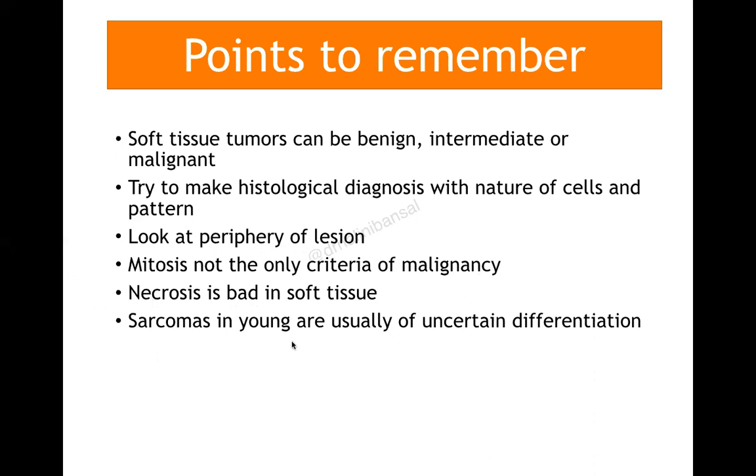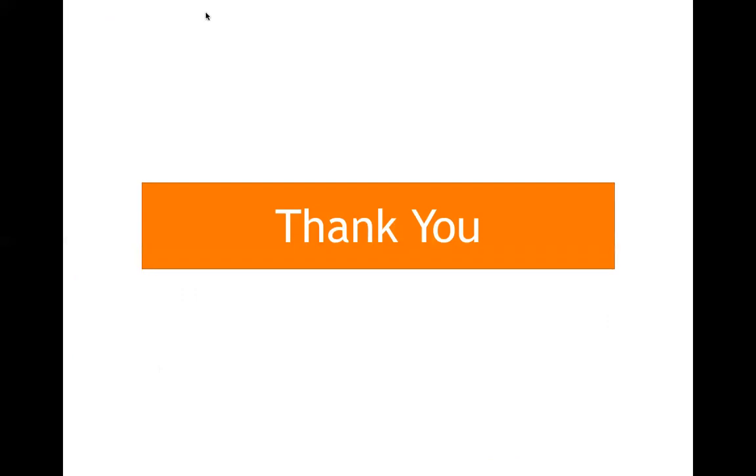Sarcomas in the young: most sarcomas will come to you after 50 years of age, but if you are seeing sarcomas in a younger age group, these are generally sarcomas of uncertain differentiation, and you should think of synovial sarcoma, epithelioid sarcoma, clear cell sarcoma, and mesenchymal chondrosarcoma as differentials. So with this, we end this session here.